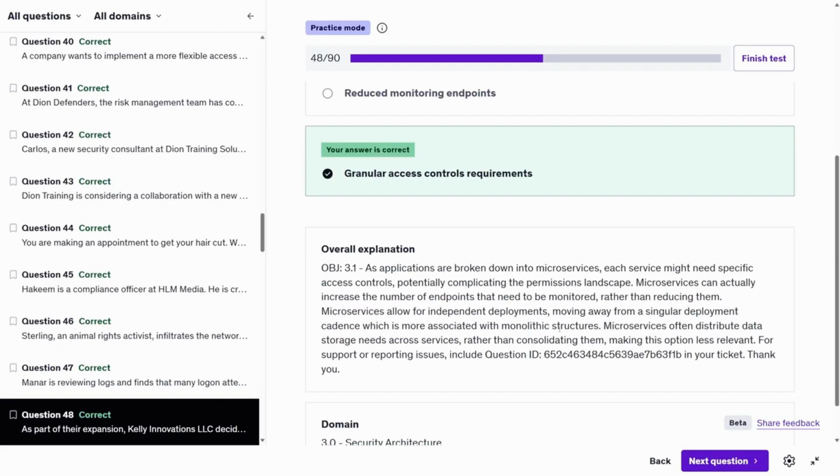As applications are broken down into microservices, each service might need specific access controls, potentially complicating the permission landscape. Microservices can actually increase the number of endpoints that need to be monitored rather than reduce them. Microservices allow for independent deployments, moving away from a singular deployment cadence, which is more associated with monolithic structures. Microservices often distribute data storage needs across services rather than consolidating them, making this option less relevant.